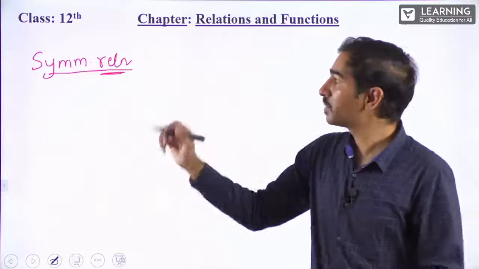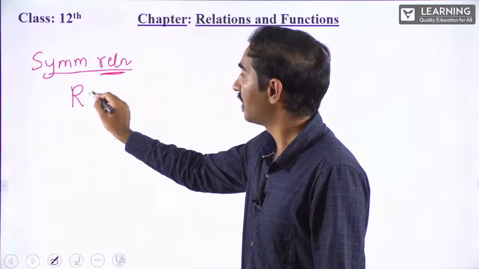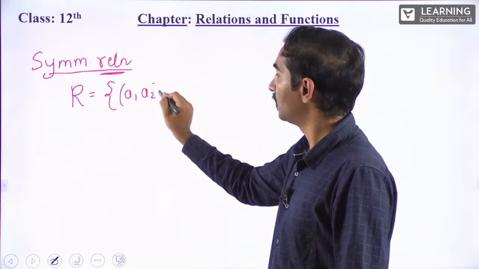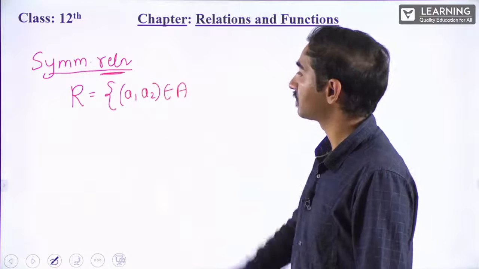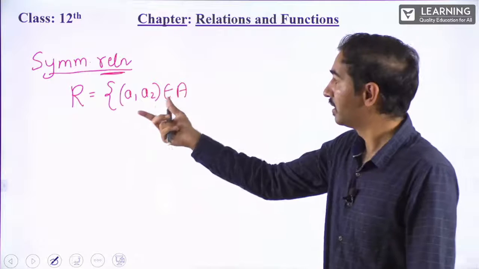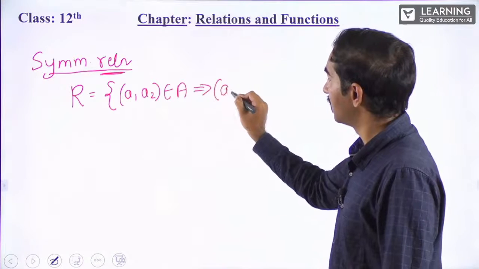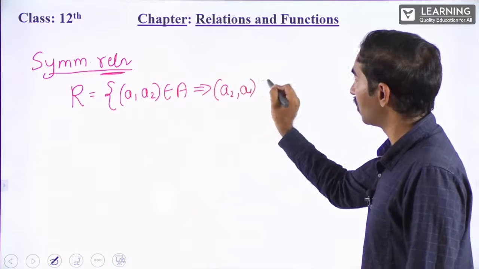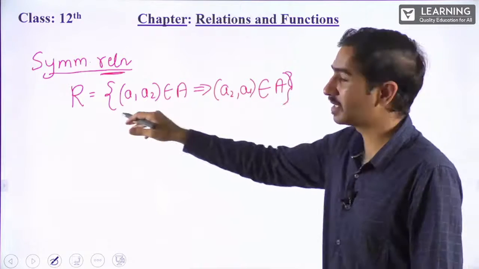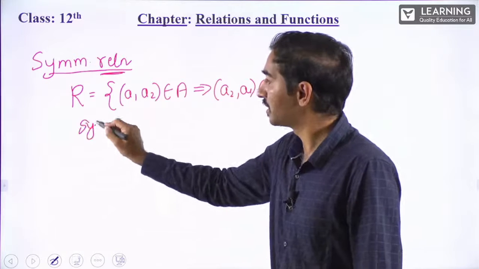So in relations, how are symmetric relations defined? Symmetric relations are defined like this. If R equals the set of ordered pairs (A1, A2) belonging to R, which also implies (A2, A1) also belongs to R. If the relation is like this, then we call this relation a symmetric relation.